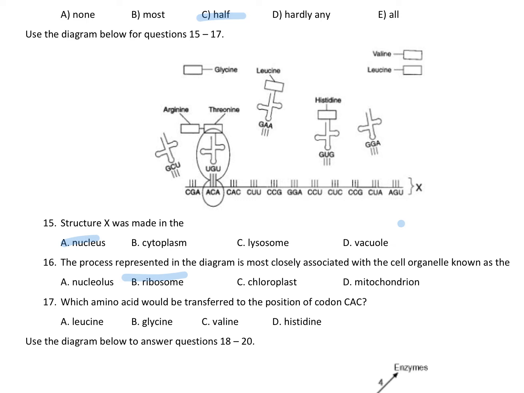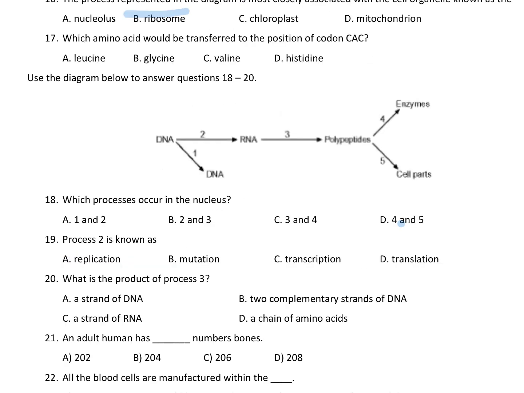So just to make a quick recap here, you got your tRNA with your anticodon linking in there, bringing in the amino acid. So which amino acid would be transferred to the position of codon CAC? So you're looking there and you're like, all right, so which one's coming in next? I'm probably looking for GUG, which is going to be right over here. So we can go back and we can highlight D.